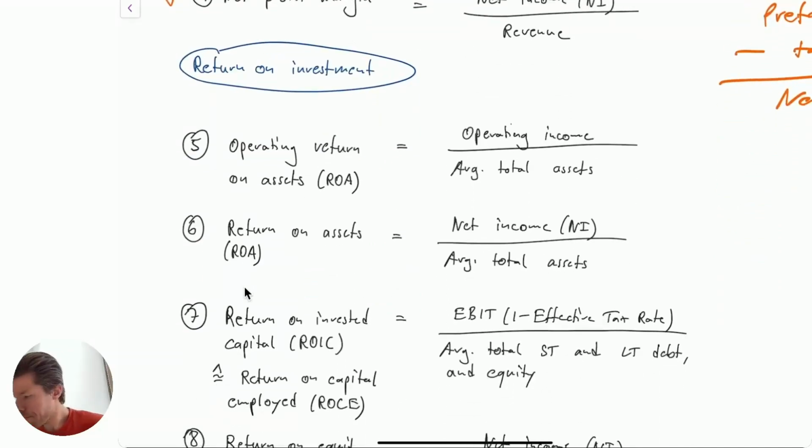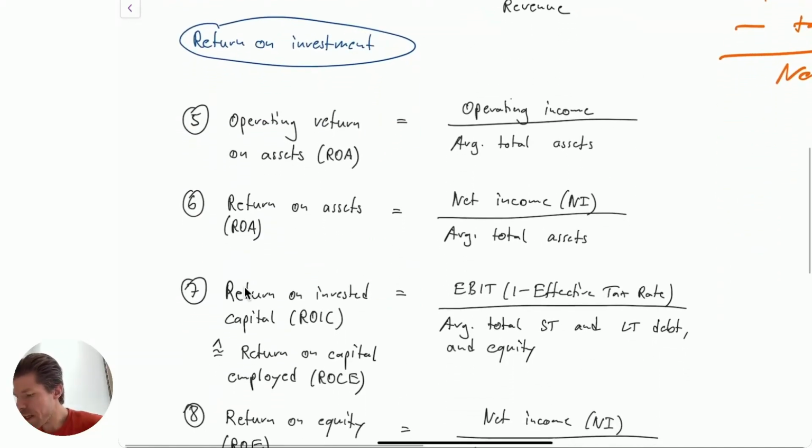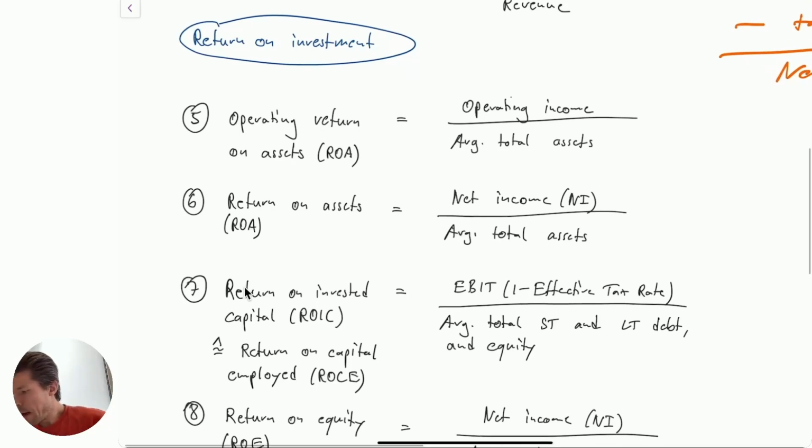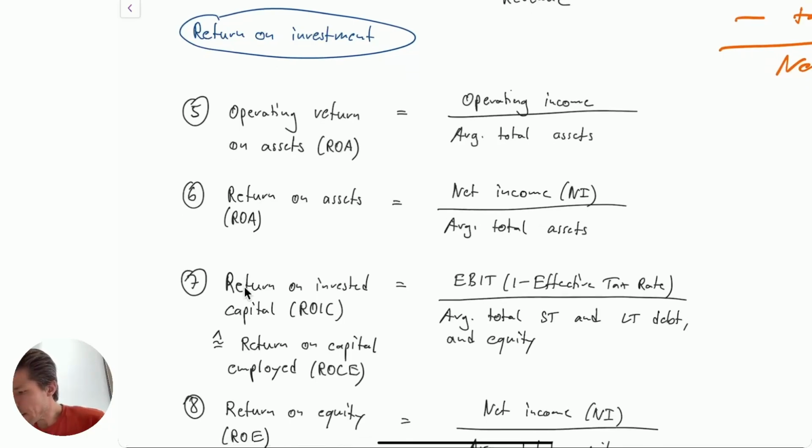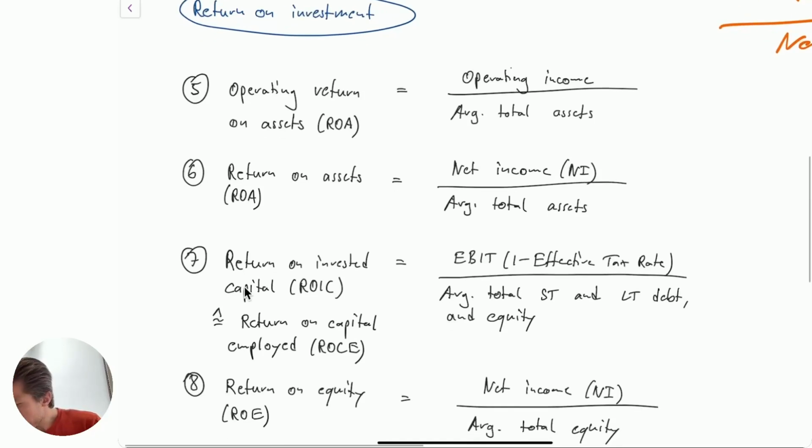Then we have return on investment items. And here how I would look is, as discussed in some of the other videos, the denominator is all about what comes in. You use your total assets. What are they generating? What is your operating income? That gives you return on assets. You put assets in, you get a return out.